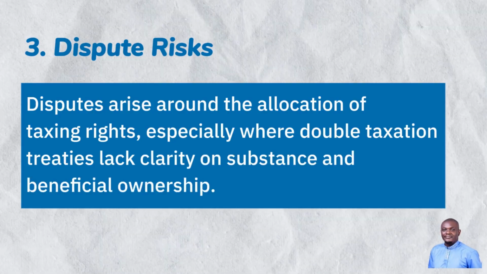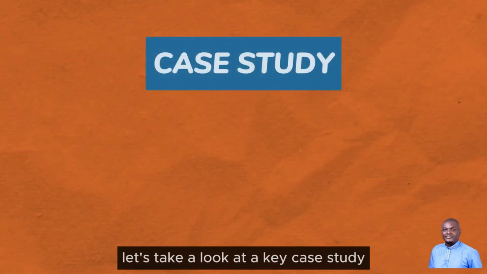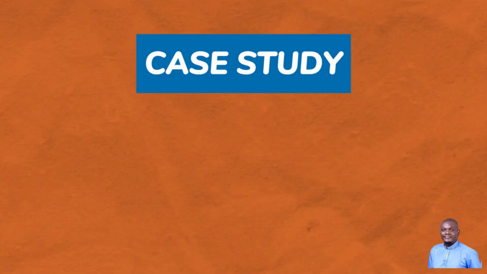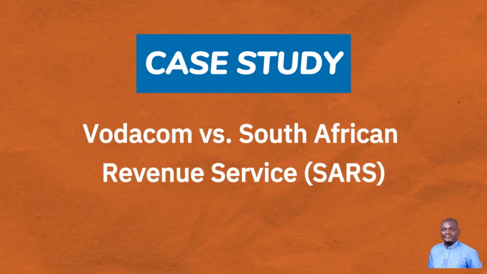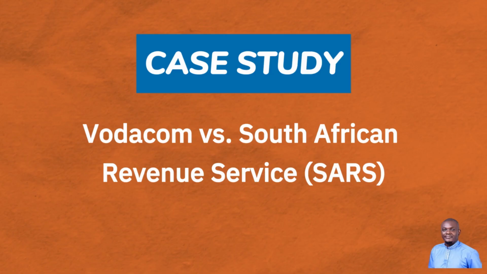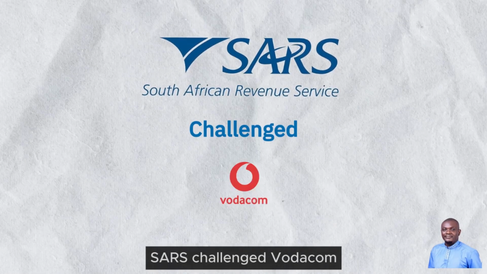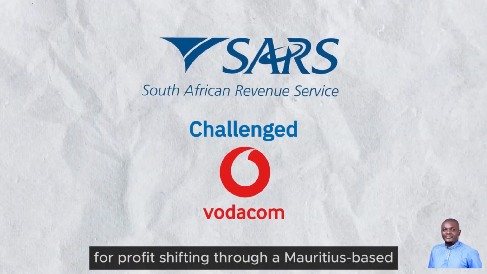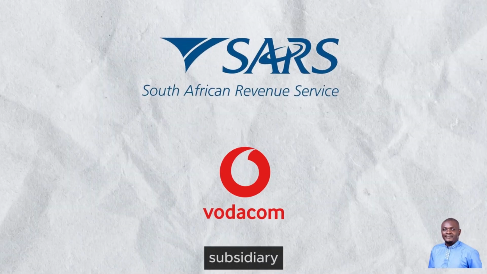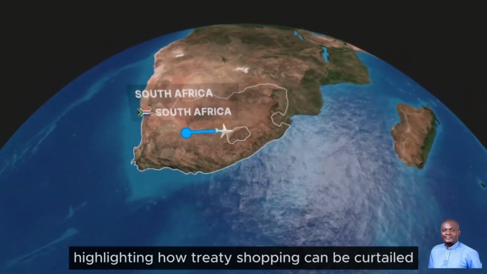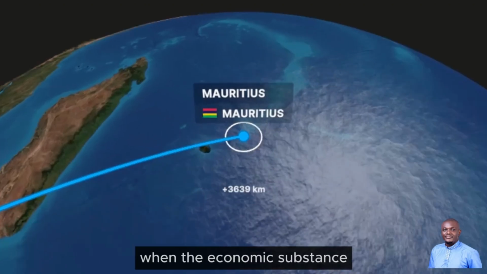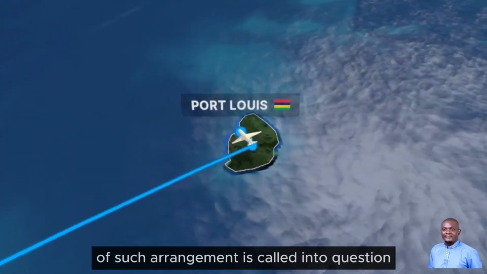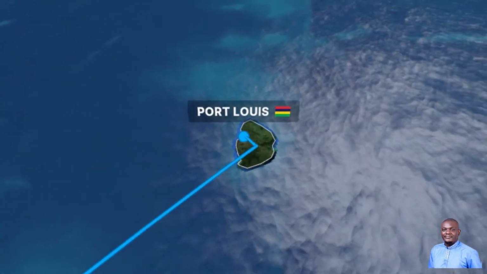Let's take a look at a key case study: Vodacom versus South Africa Revenue Service (SARS). SARS challenged Vodacom for profit shifting through a Mauritius-based subsidiary, highlighting how treaty shopping can be curtailed when the economic substance of such arrangement is called into question.